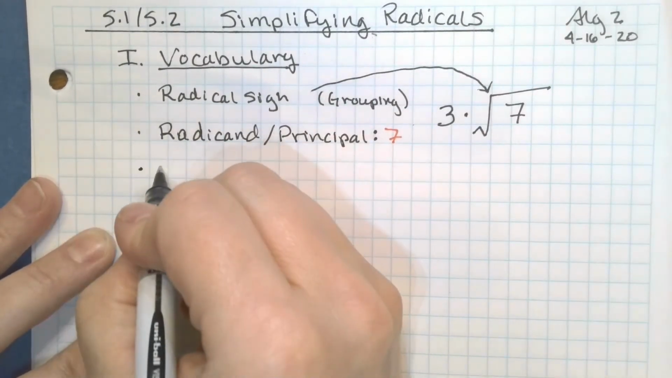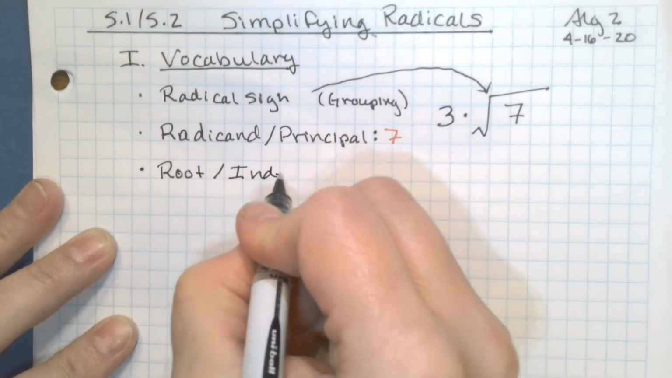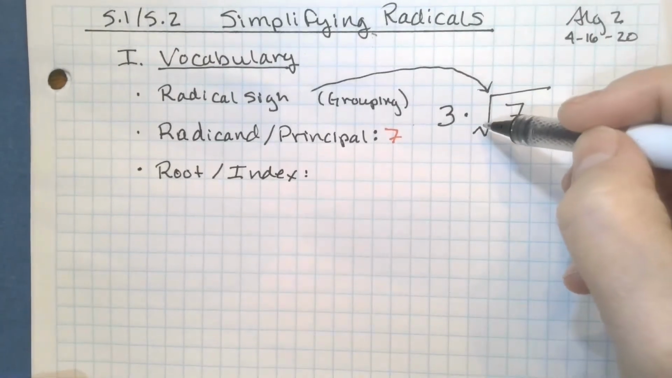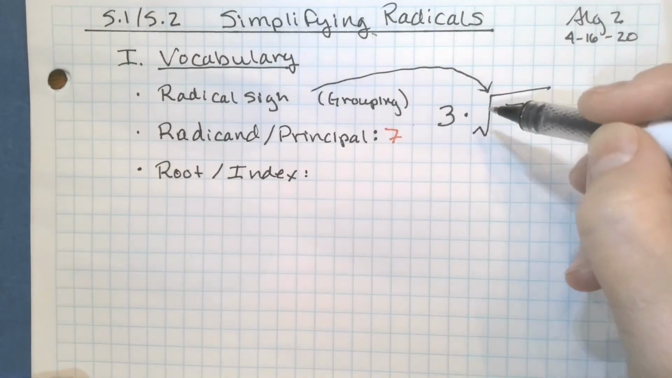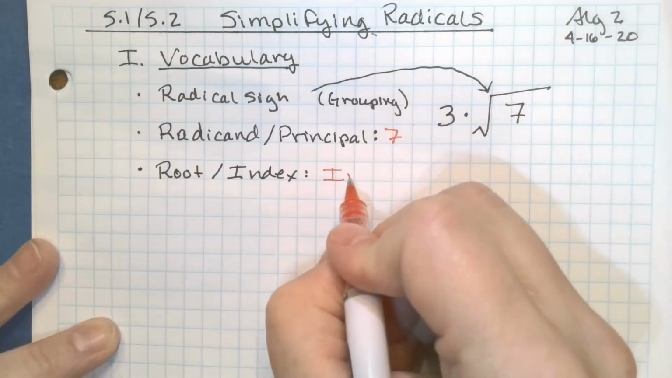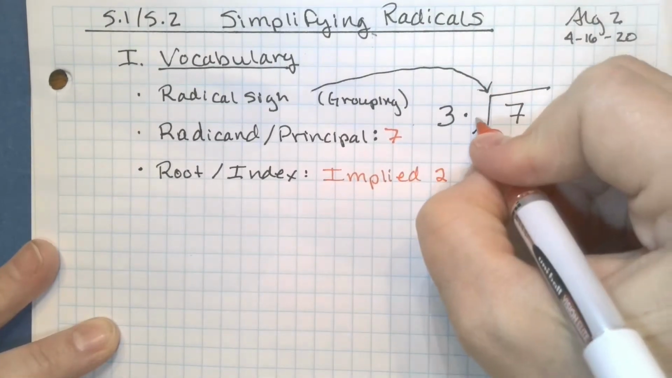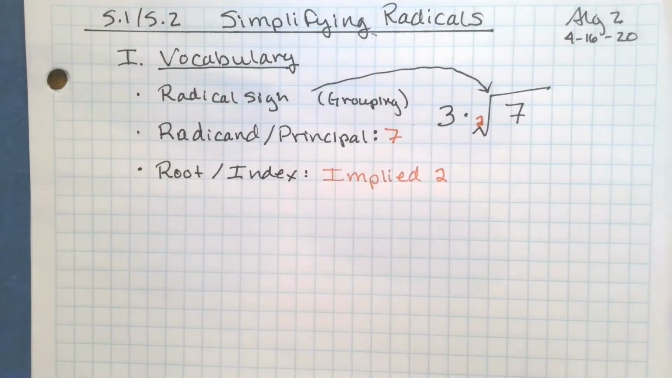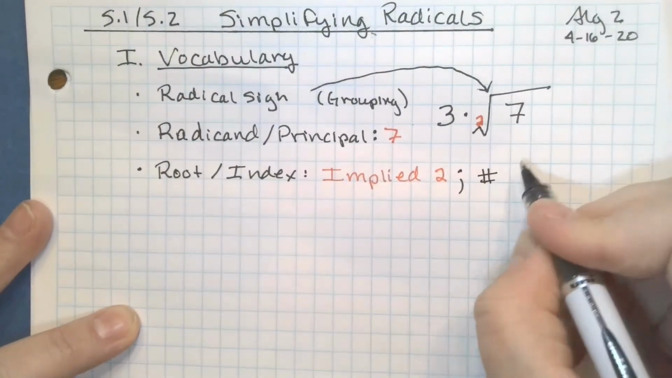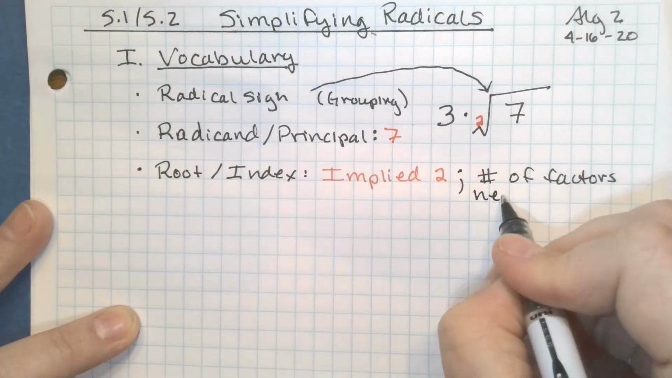Third term, the root of the radical, or the index, is the small number that you see right in this area. If you don't see anything in that area, it's automatically what we call an implied 2, which means there's an invisible 2 right there. Basically, the root or the index tells you the number of factors needed to simplify.